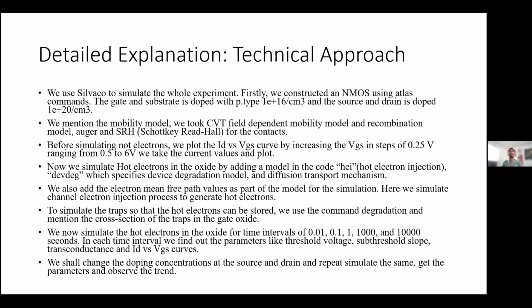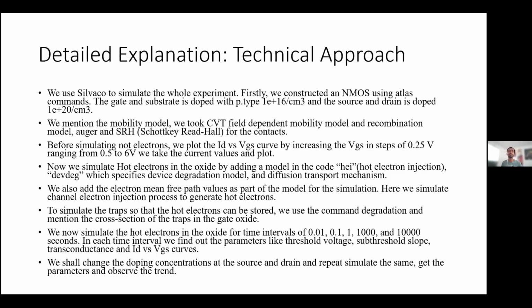So here we simulate the hot electrons by using a model called HEI, and we also use a degradation model, which simulates the traps inside the oxide layer. After constructing this whole thing, we create the ID versus VGS curves without any stress, without any degradation model, and we note down the values in the curves.